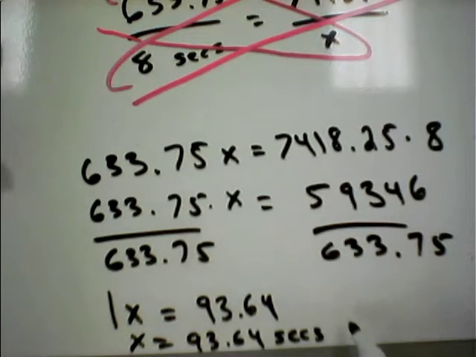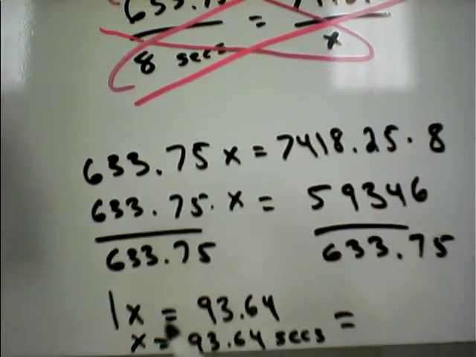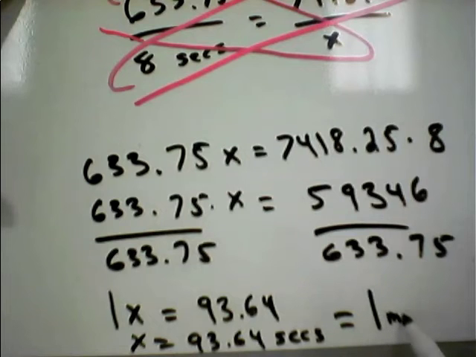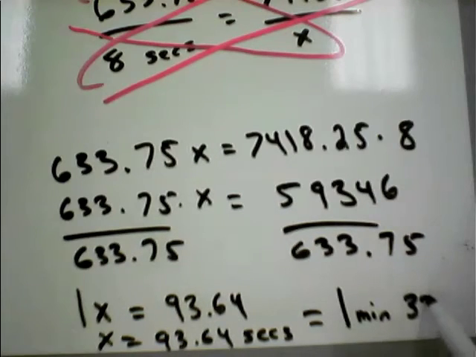However, I can convert that number into minutes. So I know 93.64 seconds is the same as 1 minute and 33 seconds approximately. 1 minute and 34 seconds if I round up.